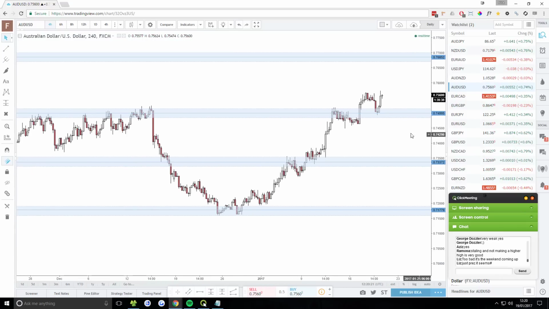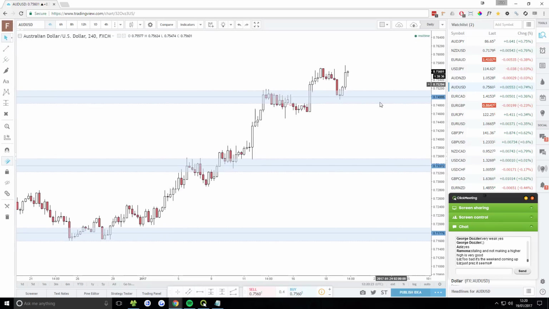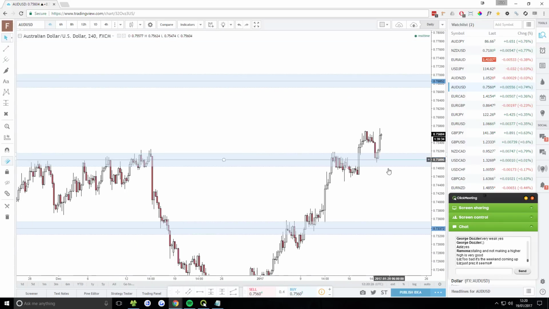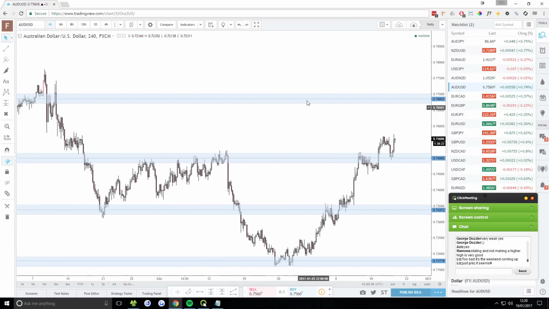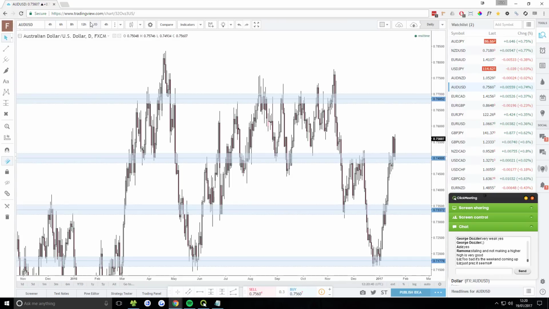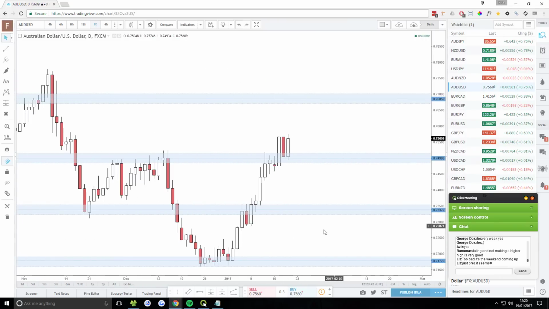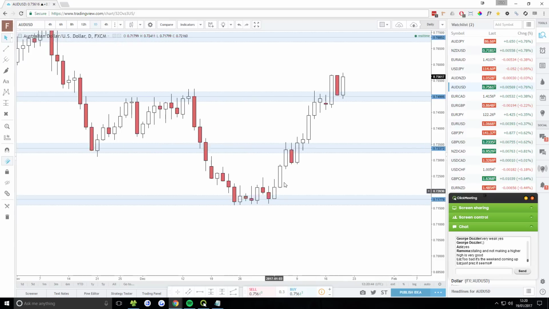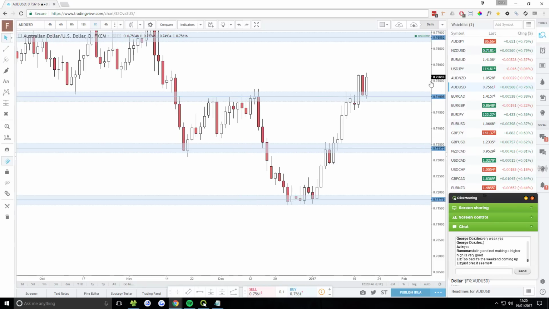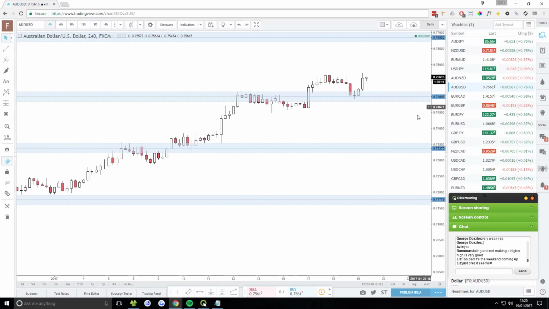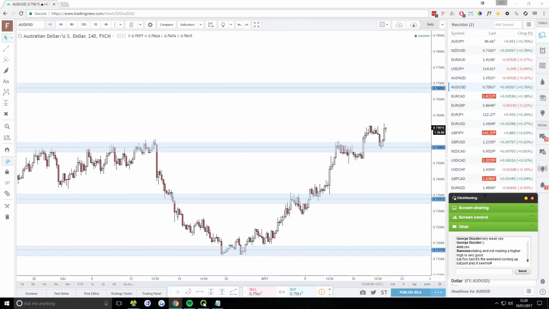If you watch some of the newer videos in the course, this is what is called a continuation reversal. So it's a reversal that's in line with the major trend. So obviously when you look at AUDUSD, it's trending up. We can see that very, very clearly. Nice strong uptrend. Now a continuation reversal is a reversal that is in line with the major trend.